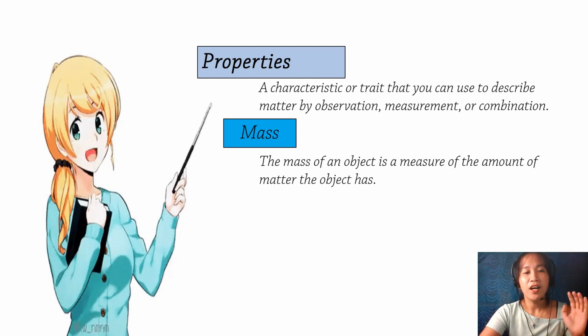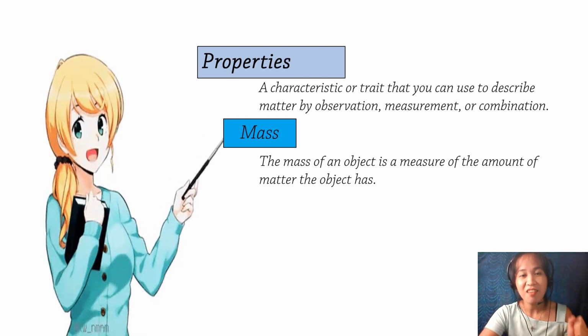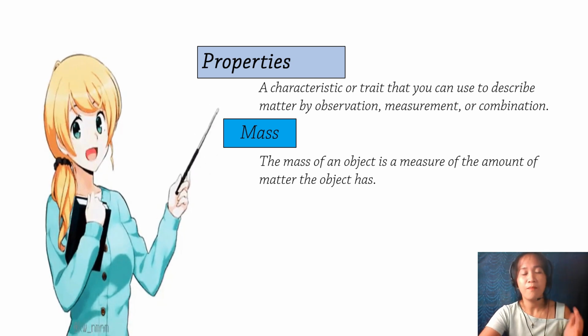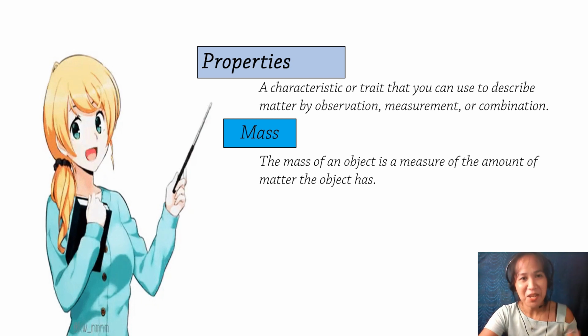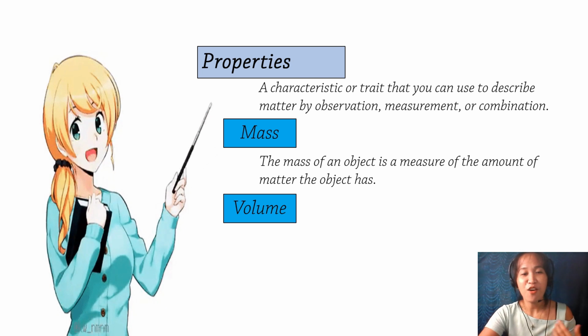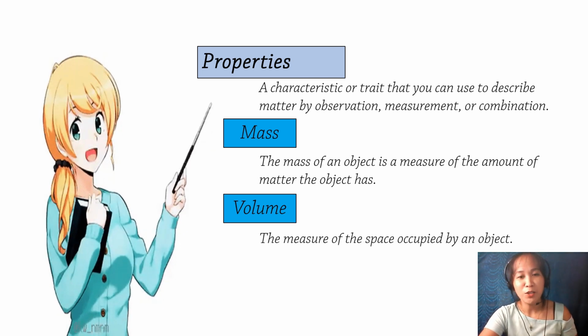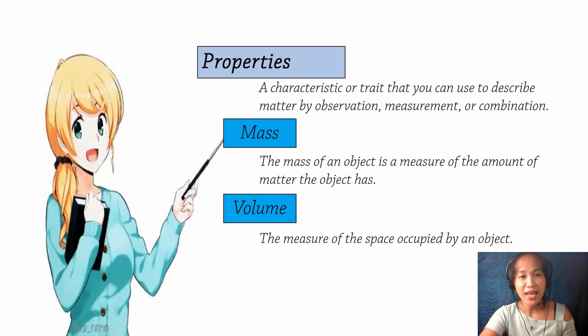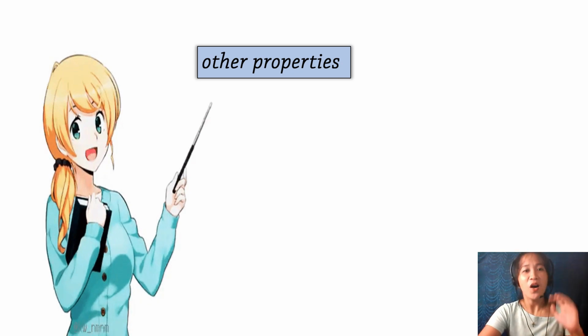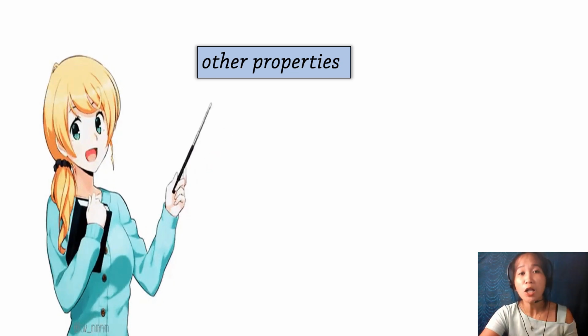So you can also find out that each sample of matter will occupy space. Yes, that's true. And the measure of the space occupied by an object is what you call the volume. Again, what is volume? It is the measure of the space occupied by an object. So, all matter have mass and volume. Take note with that, guys. All matter have mass and volume.